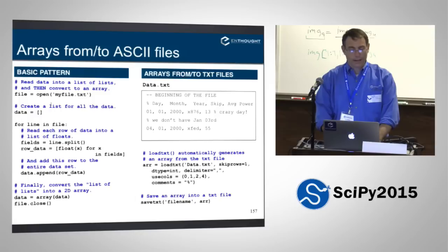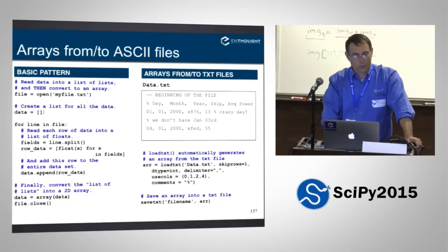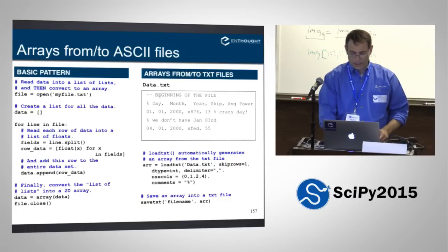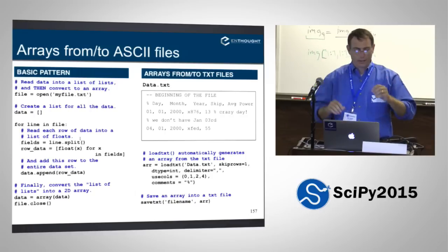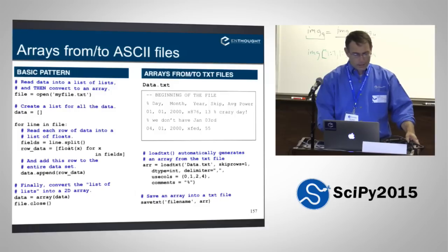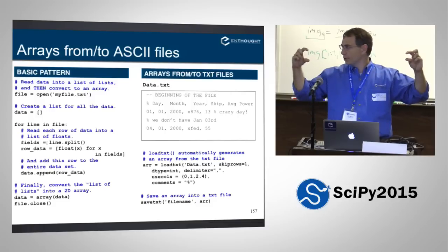The basic pattern for reading files is you open a file in Python, and I'm expecting you to be familiar with Python. I'm going to create a list called data, and then read line by line through my file, split up each line, and convert. Our data set here is a very simple column-based set of data. We're going to split on white space and convert everything to a float, so every line becomes a list of floating point values.